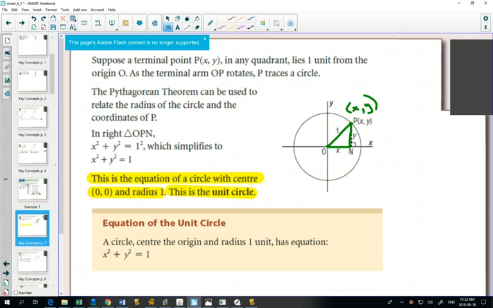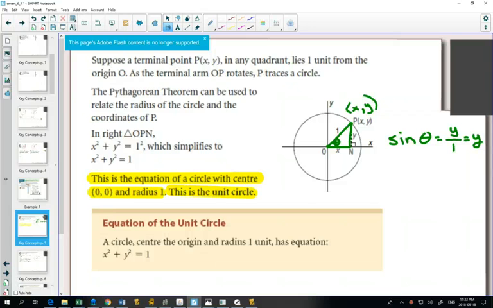So Katoa, based on this triangle, if I call this angle theta, what's sine of theta? Opposite over hypotenuse. In this case, it will be y over 1, which is just y.